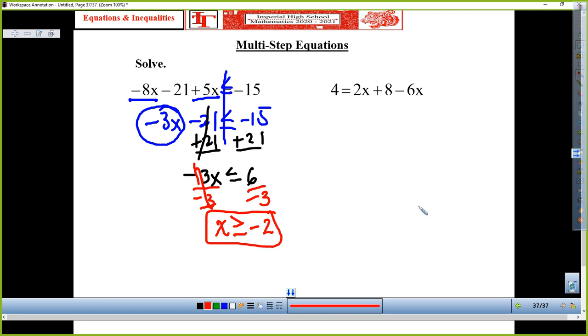Let's see, who haven't I picked to participate? How about Kenneth? What'd you get for the second one? For your solution, x equals, or what equals x? X equals 1. X equals 1 or 1 equals x. Hands up, have you got that? Yes?